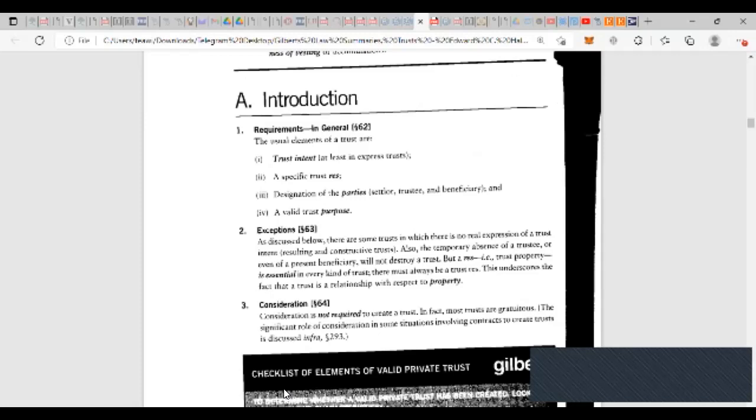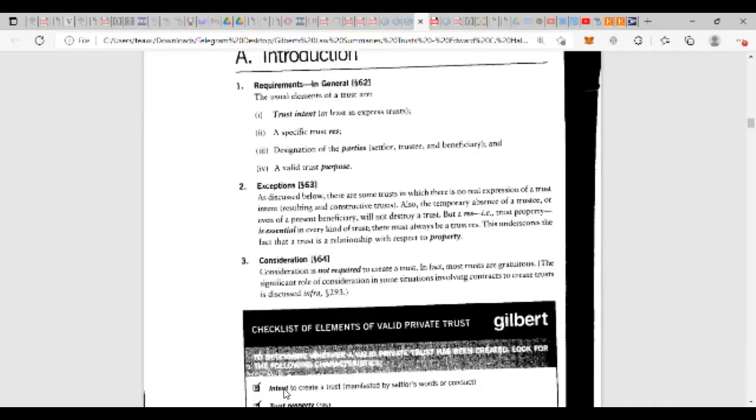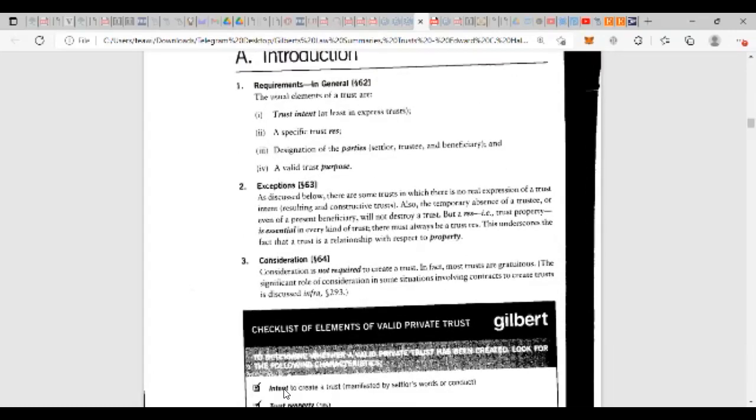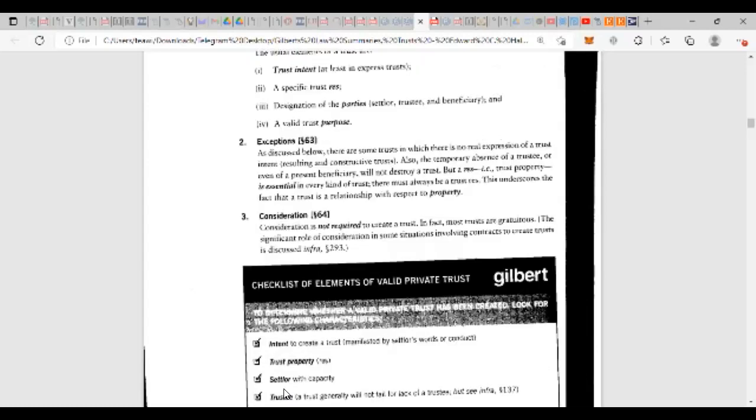Introduction. Number 1, requirements in general, Section 62. The usual elements of a trust are 1, trust intent, at least an express trust. Number 2, a special trust res, which is property. Number 3, designation of the parties, whether it be settlor, trustee, and beneficiary. And number 4 is a valid trust purpose. So these are the 4 elements of a trust: trust intent, special trust res or specific trust res, a designation of parties, settlor, trustee, and beneficiary, and a valid trust purpose.